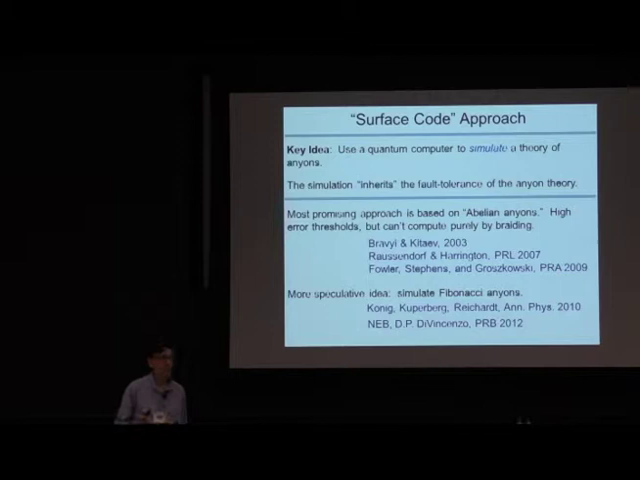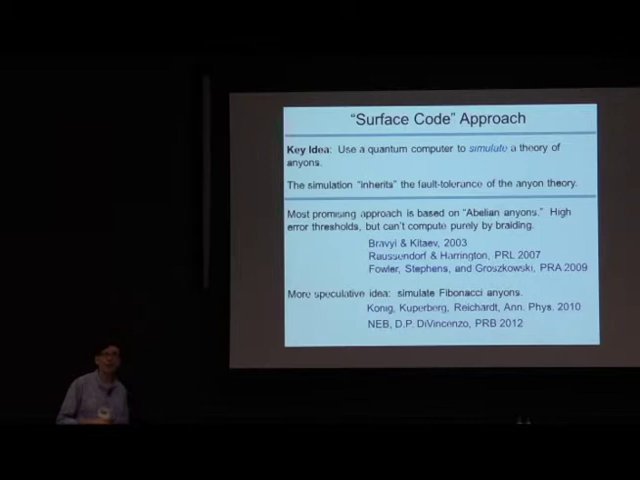I would put it all in people who are trying to build quantum computers using the surface code, the Kitaev surface code, which is based on the Kitaev toric code, and for which the excitations are abelian anyons. And for that case, on paper, the theory is very well developed. There is a high error threshold. It's something like 1 part in 100.